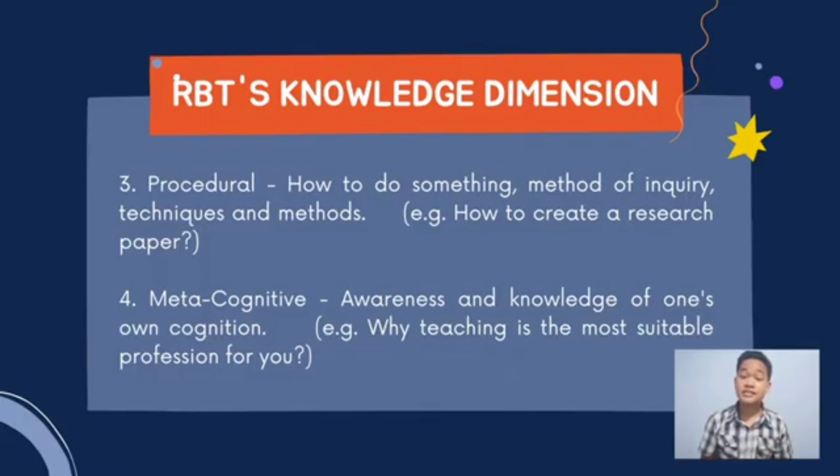And then the last one is the metacognitive type of knowledge, which is about awareness and knowledge of one's own cognition. It is requiring to have reflective knowledge and strategies on how to solve problems through understanding oneself and the context. So our example here is why teaching is the most suitable profession for you. So well, you can understand this or you can answer this by understanding and reflecting on yourself. And then you need to try to construct ideas in order for you to reason out.